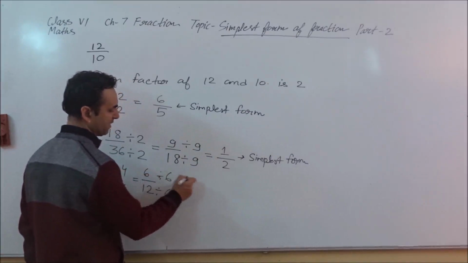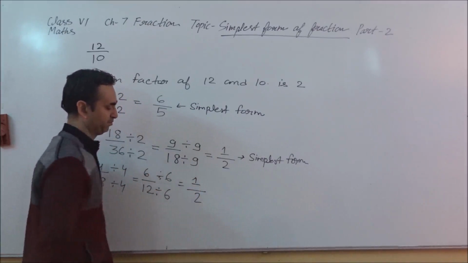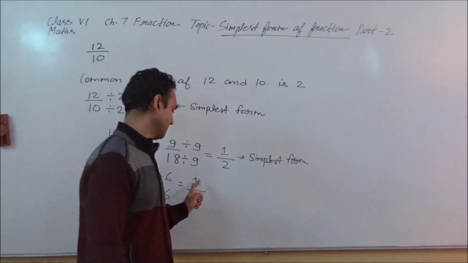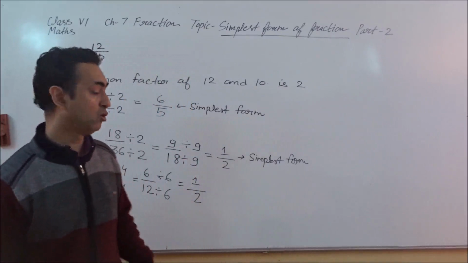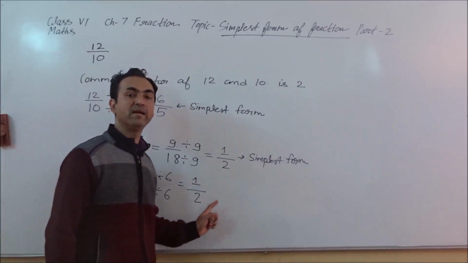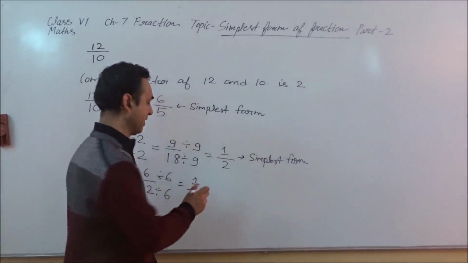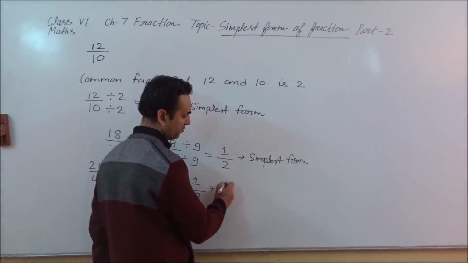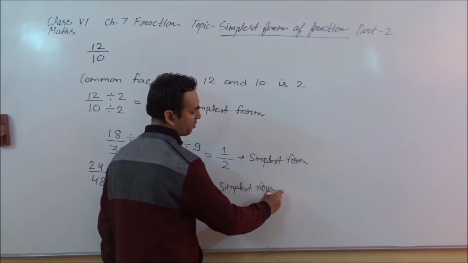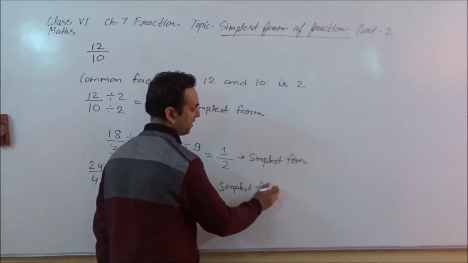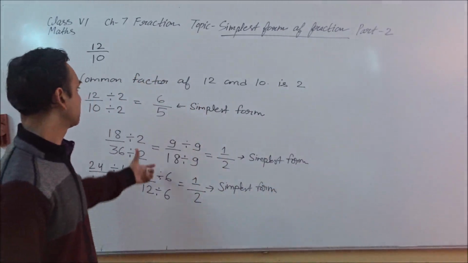So 6 divided by 6 you get 1, and 12 divided by 6 you get 2. Now we can see these two numbers cannot be divided by any other number except 1. So the common factor of 1 and 2 is 1. Whenever you get common factor 1, you say this is the simplest form. And this process is called simplification of the fraction.